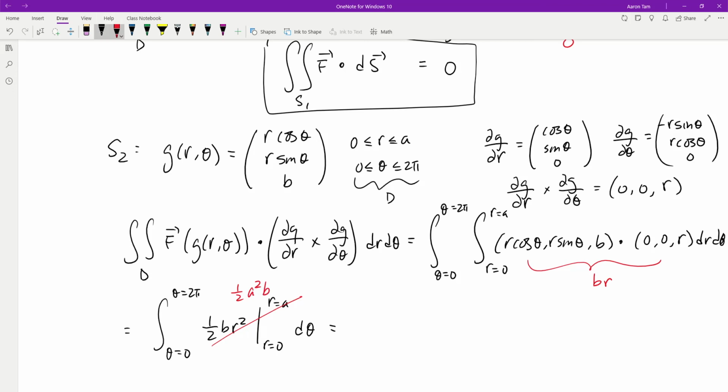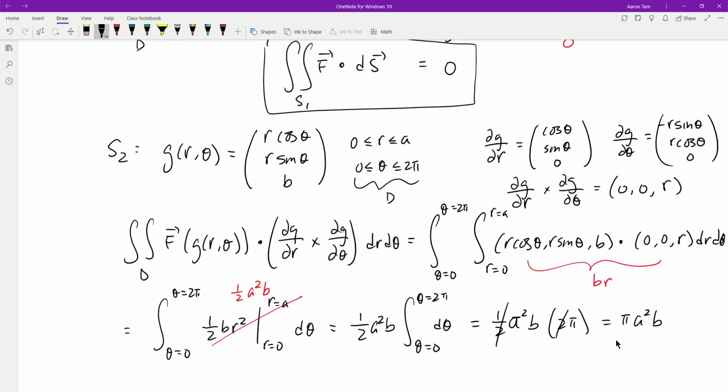If I integrate with d theta, since 1/2 a squared b is a constant, I'm going to pull that out and just integrate theta from 0 to 2 pi of d theta. It shouldn't take you too long to figure out that that's equal to 2 pi. And so the 2 cancels the 1/2, which gives pi a squared b. All right, so that's S2.